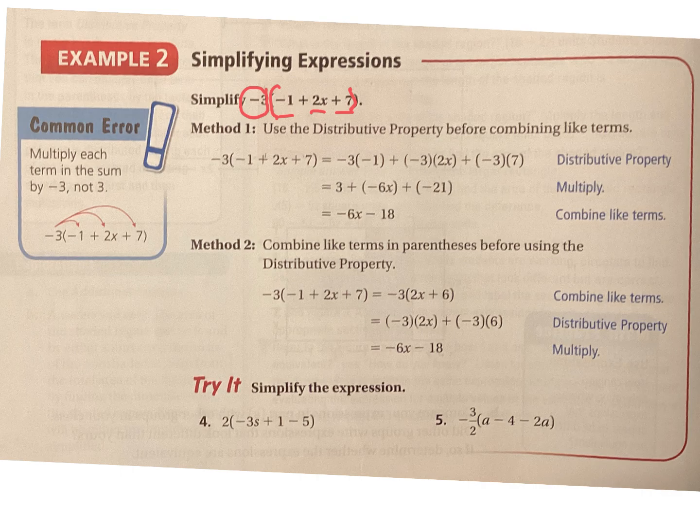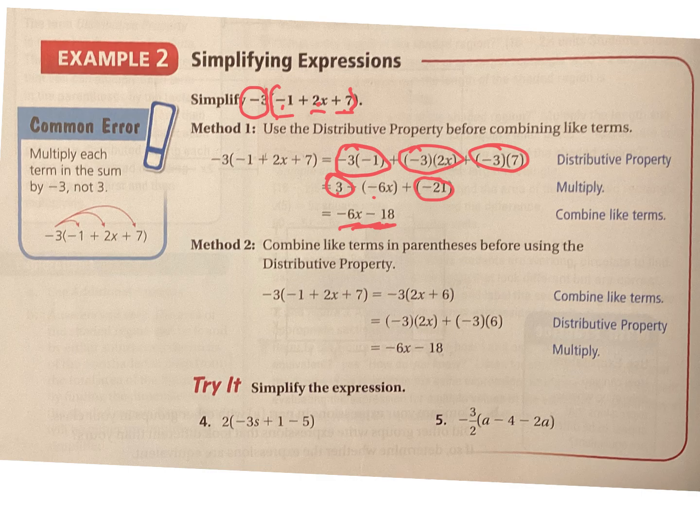Okay, I'm going to show you the 2 different ways. The first one, they did negative 3 times negative 1 plus negative 3 times 2x plus negative 3 times 7. So they did them all. They did this negative 3 times all 3 terms. And what you get is a 3 plus negative 6x plus negative 21. Now you can combine this with this because they're like terms. So you get a negative 6x minus 18.